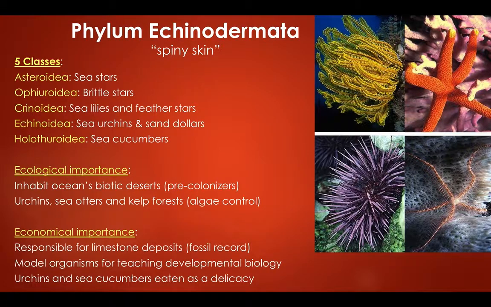Some economical importances. A lot of limestone deposits in our fossil record are from things in the phylum Echinodermata. A lot of chitons are, not chitons, I apologize. Sorry, guys. Crinoids. Crinoids in the class Crinoidea. A lot of crinoids make up limestone deposits. These serve as model organisms for teaching about developmental biology because this is the first time we see deuterostomes. So our phylum Echinodermata are, in fact, deuterostomes.